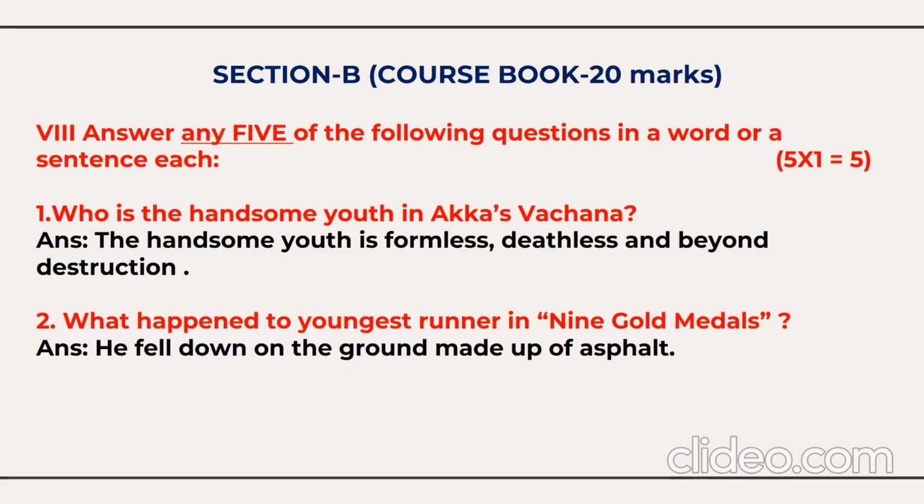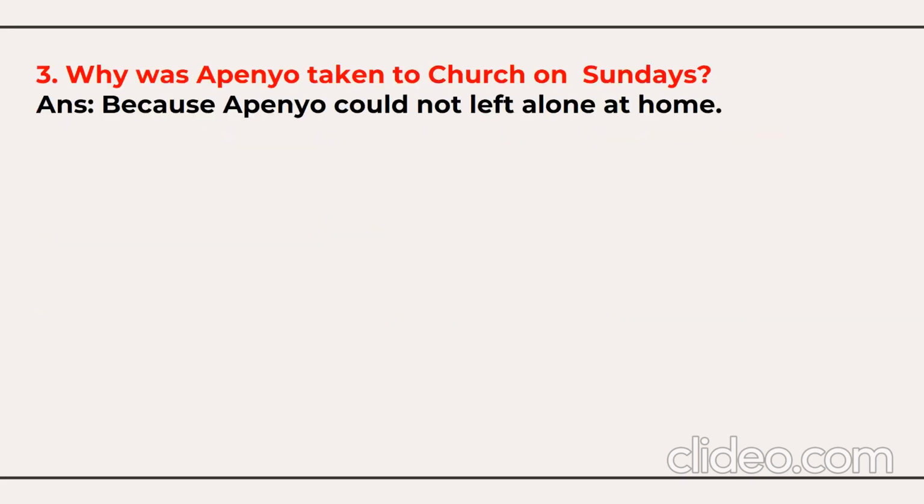What happened to the youngest runner in 9 Gold Medals? The youngest runner fell down on the ground, which was made of asphalt. Why was Epenio taken to the church on Sundays? Because Epenio could not be left alone.